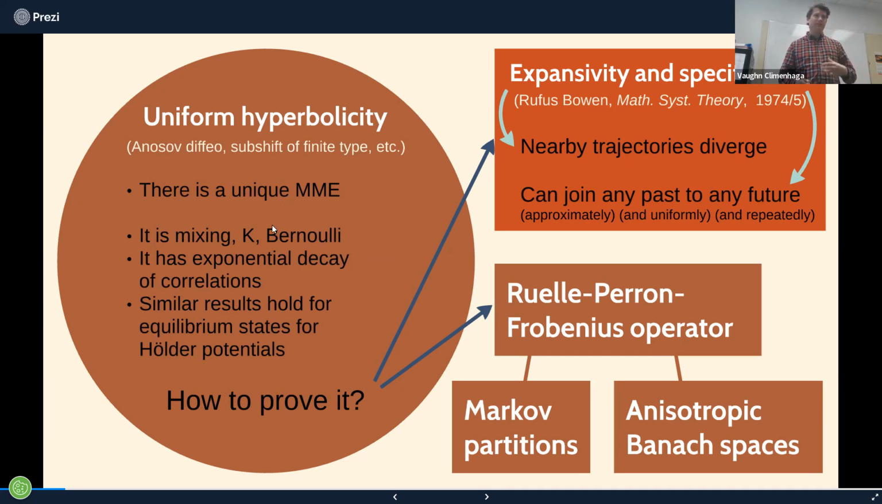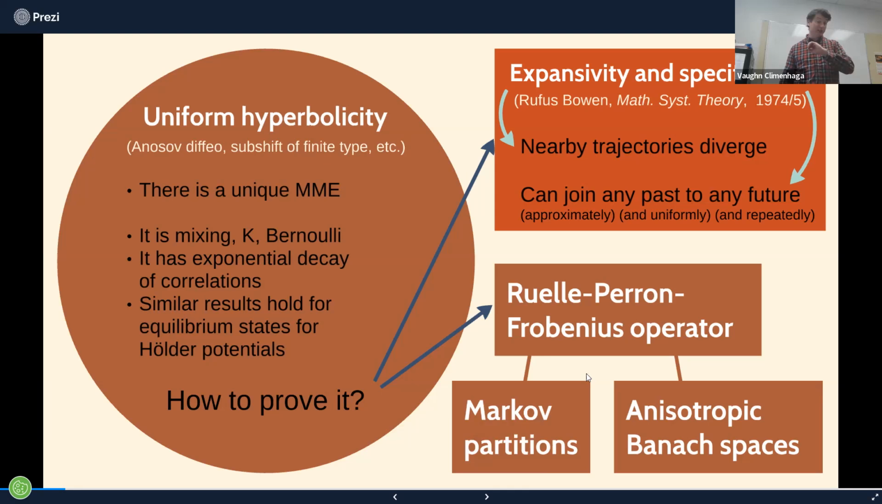And there are at least two big approaches. The one I'm going to talk about originated with Rufus Bowen back in the 1970s and involves the properties of expansivity and specification. Before I start talking about what that means, and it'll actually be a while before I define either of those, I do want to mention that there are alternate approaches to these questions of existence, uniqueness, properties of the equilibrium state. One of the most important ones involves the Ruelle-Perron-Frobenius operator, which you can apply either via Markov partitions or via something called anisotropic Banach spaces.